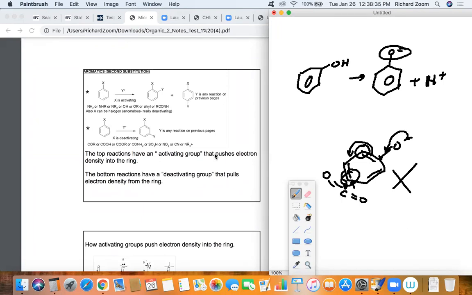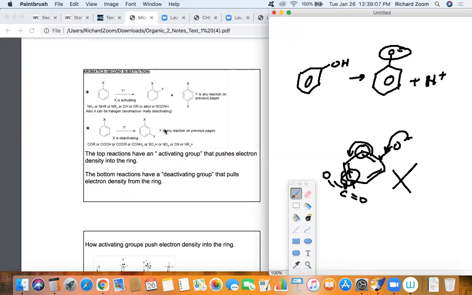Now, if X is what I'm calling activating, then we're going to get a mixture of products. We're going to get ortho and para products, remembering that ortho is a Y group directly on the C next to the X, and para is the Y across from the X. So that would be ortho, this one would be para. And if X is what I'm calling deactivating, then only one product is going to form, the meta.